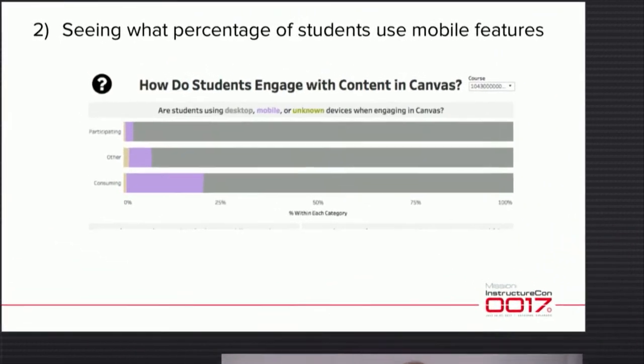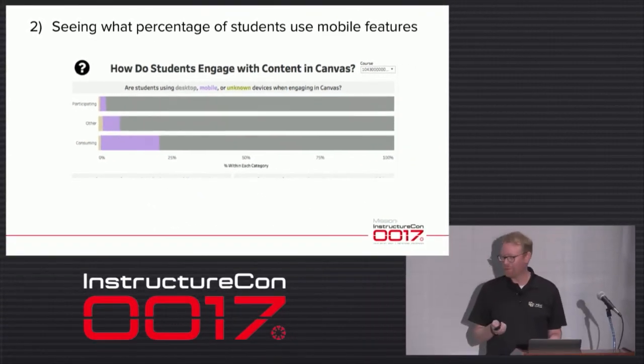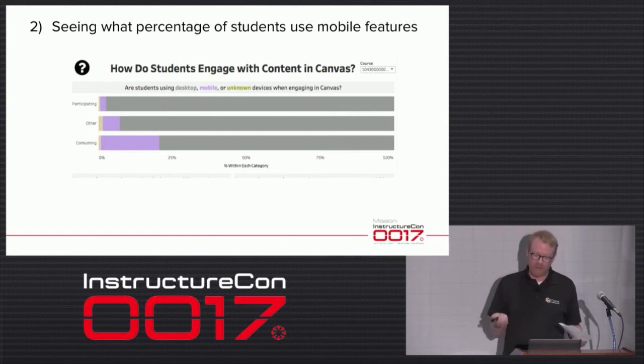We can also see what percentage of content is being accessed by a mobile device. It says what percentage of students use the mobile features. That's maybe not entirely accurate, but you'll see that in this course, about 20% of consuming is done on a mobile device. Participating is a tiny sliver of that. I thought that was interesting. Having this as a percentage is a lot more informative than just looking at the individual requests, because those raw numbers are really big. You can say it's millions and millions of requests, but that doesn't give you the full picture.